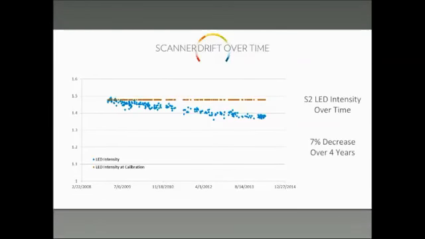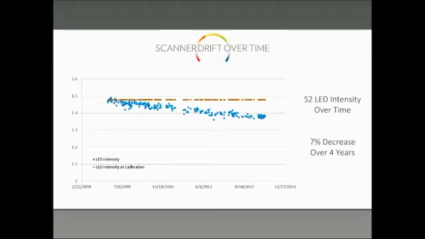Right. So, you'll notice from the axis on the left, the y-axis, it goes from 1 to 1.6. If you actually take it down to 0, then you calculate the percent change, and it's really only 7% over 4 years. That's not a large change. And again, as Dr. Bergeson has indicated, there are internal calibrations and algorithms that help to correct for that.